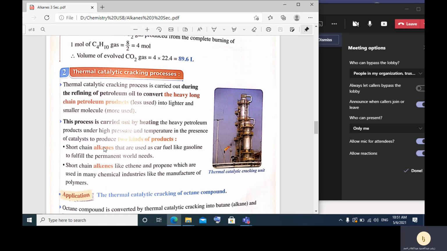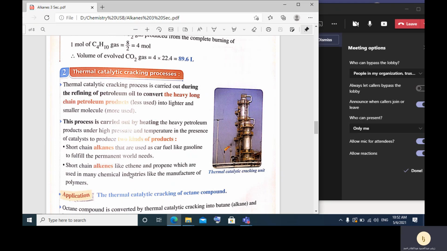The result of thermal catalytic cracking is two things: short chain alkane like gasoline which can be used to fulfill the permanent world needs. The second one is short chain alkenes like ethene and propene, which are used in many chemical industries like manufacture of polymers. Polymers are like plastics and so on.